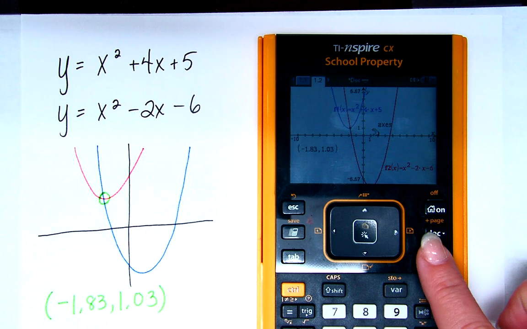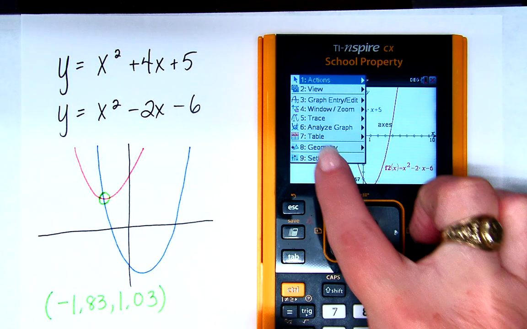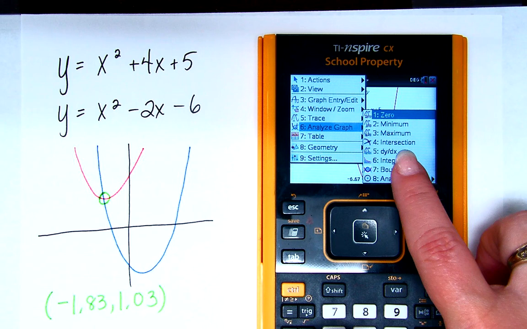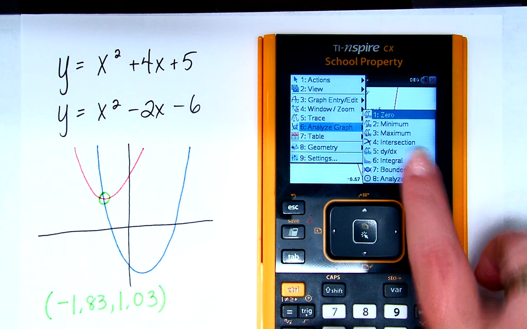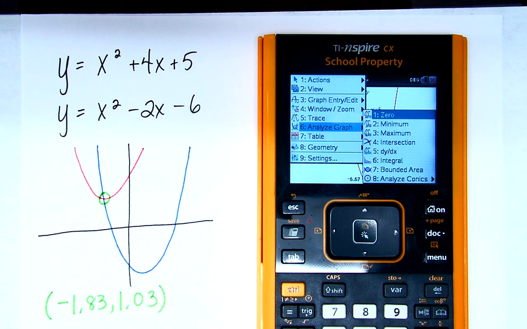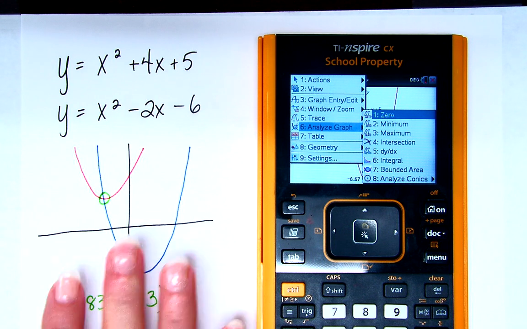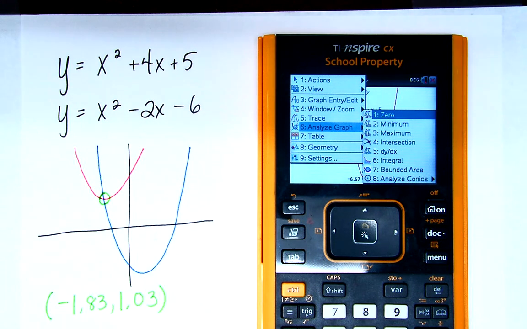What do you press again? Menu 6. Menu, analyze, intersection, right? And then you press your lower bound and your upper bound. Does that make sense? Any questions on how to find the solution if I ask you to solve it by graphing? Everybody okay with that? Okay.